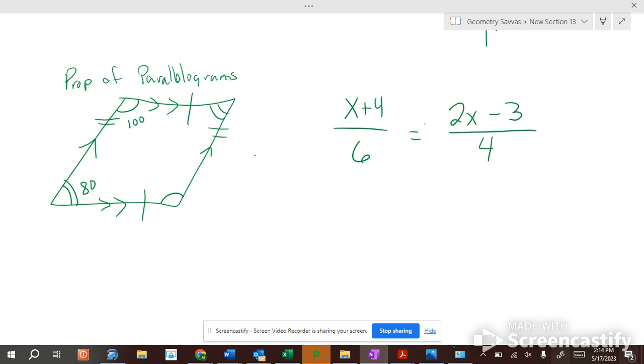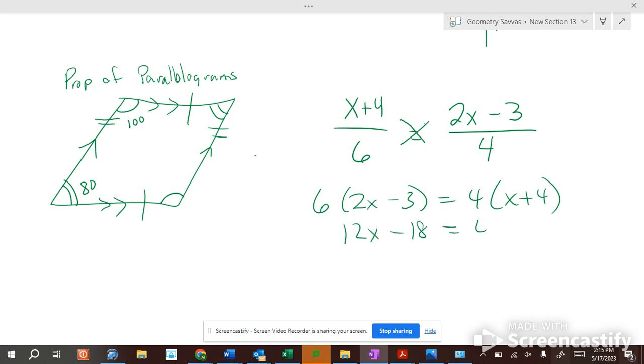How do we solve that equation there? That proportion? How about we cross multiply when it's a proportion? Take 6 times 2x minus 3 equals 4 times x plus 4. So 12x minus 18 equals 4x plus 16.